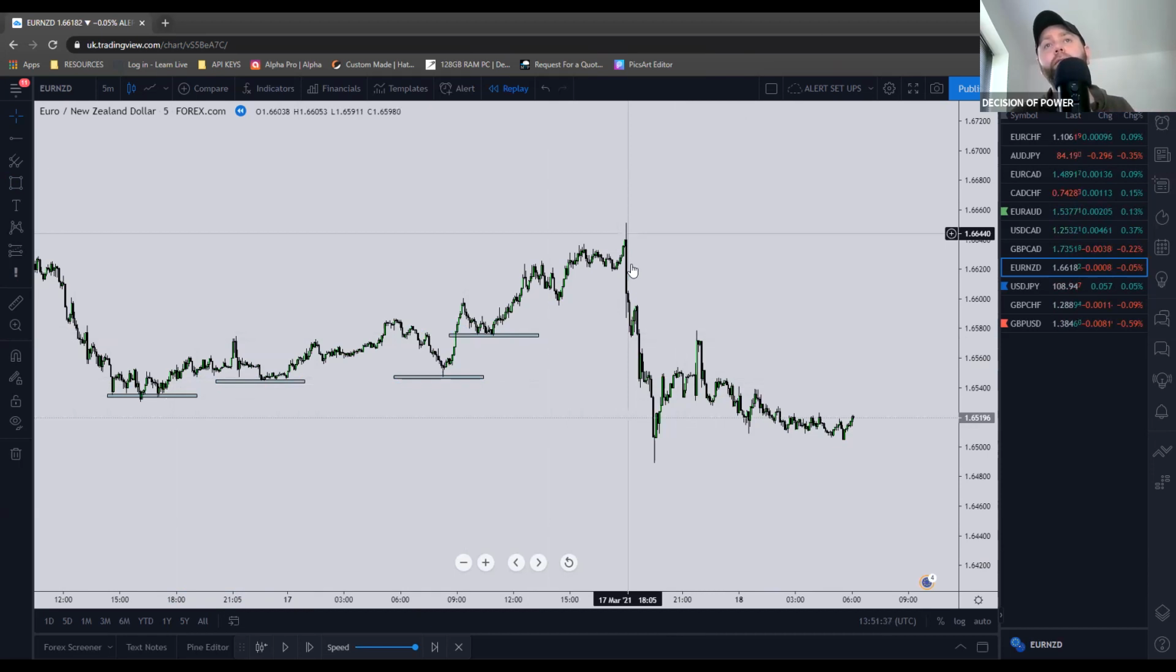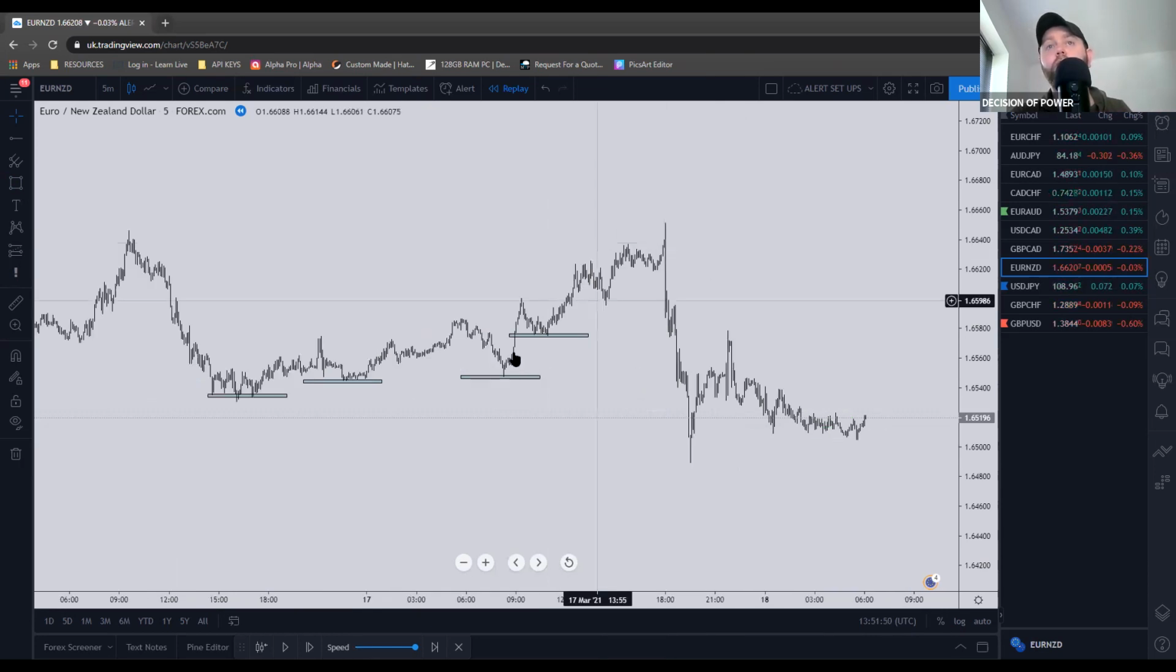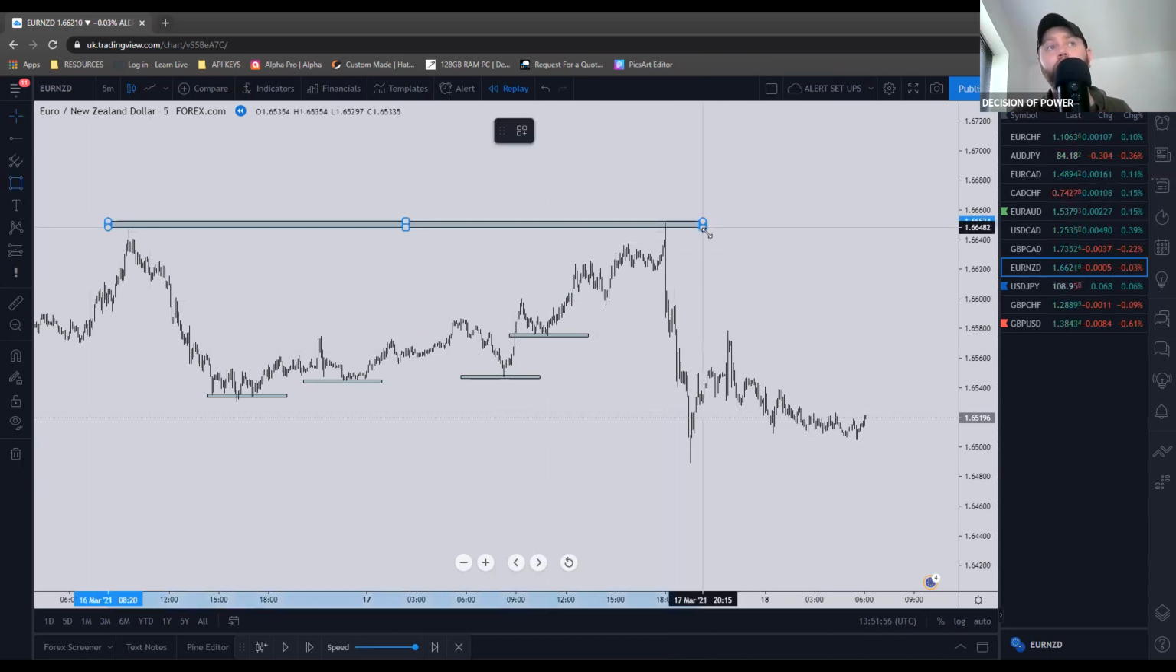Now, when you get a fast move like this and it takes out all the structure here, you've got to look at that as a stop run. It's not that they're moving price in that direction to keep it going that way. They're looking for a reason to grab all this liquidity to move higher. If you take this high here, it's very, very close to this high here, so you've got an equal set of highs there.